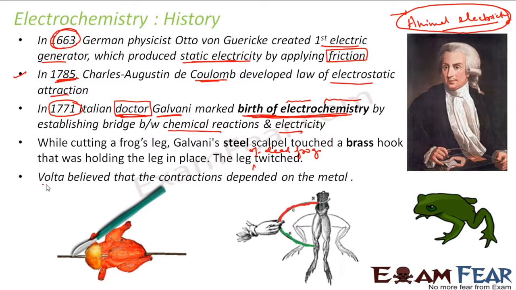But Volta believed that this whole experiment did not happen because of animal electricity. He said there is nothing called animal electricity. This happened because of the metals. What he proved was that if you use the same metal, let's suppose two steel pieces, or two silver pieces, the leg won't twitch or shake. The dead frog's leg will shake only if you use two different metals. That was what he proved, but he wanted to prove it in a more concrete way.